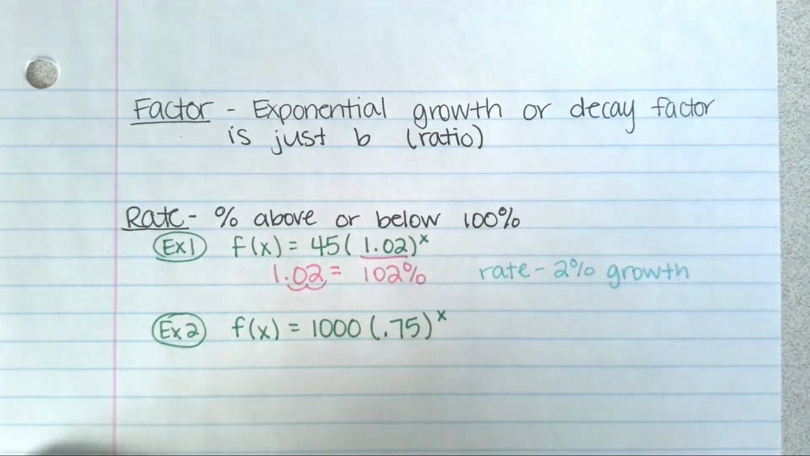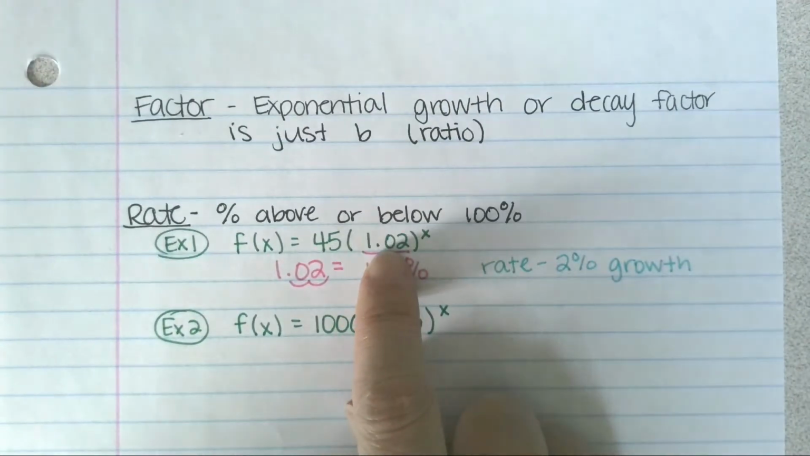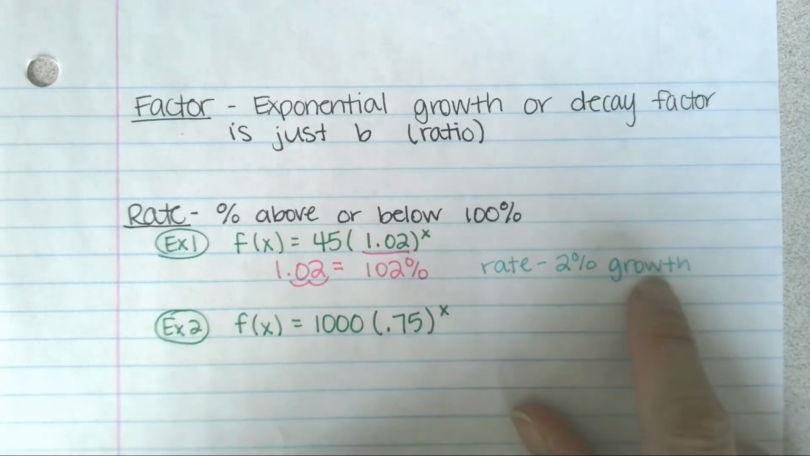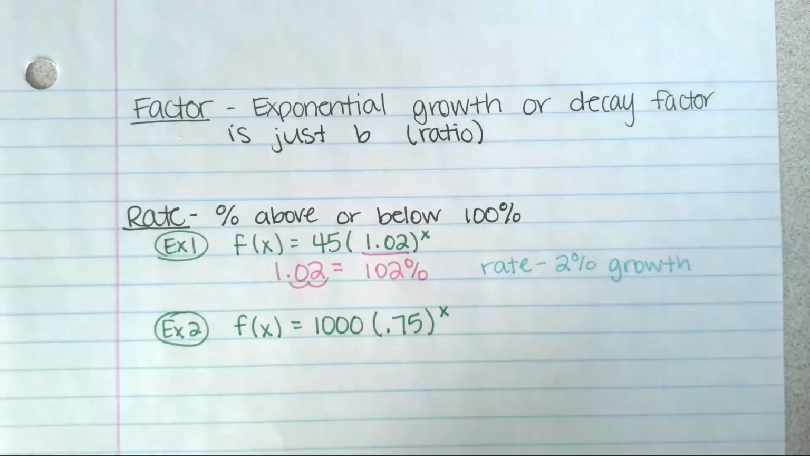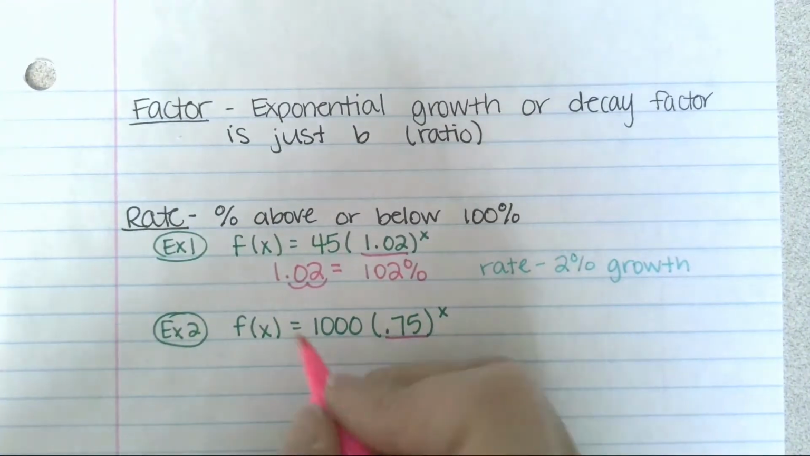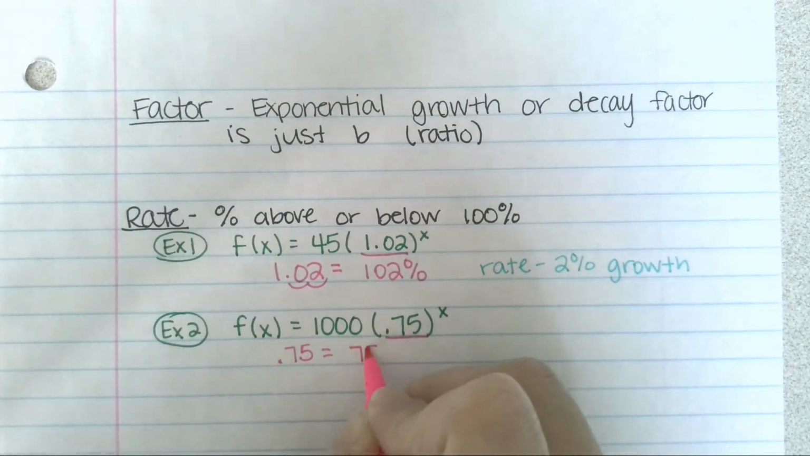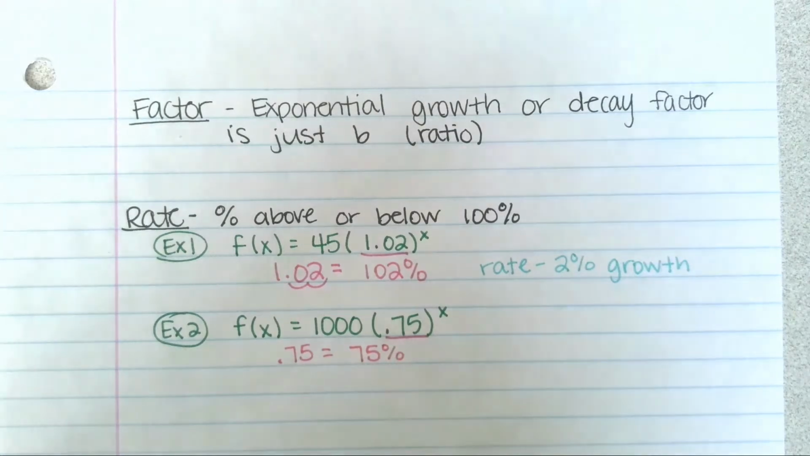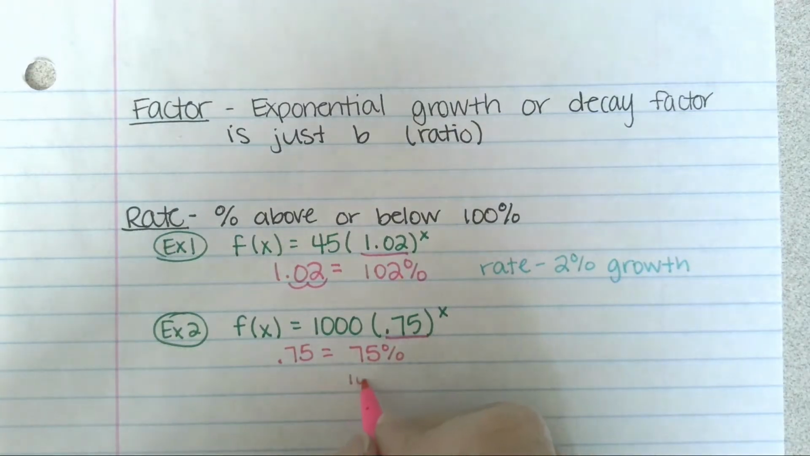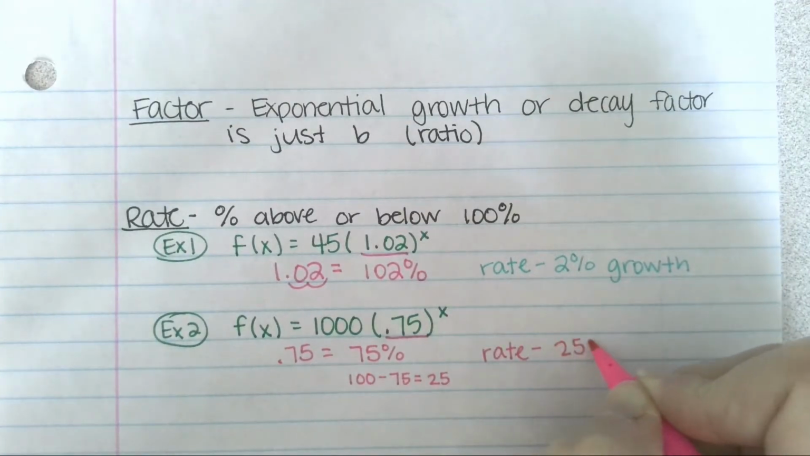Okay, so this is the difference between factor and rate. The factor for this is 1.02. The rate is 2%. Okay, let's look at example 2 really quick. So for this one, it's 0.75. 0.75 is the factor. However, that is 75%. And that is below 100. So if I subtract, it's going to give me 25. So my rate is 25% decay.